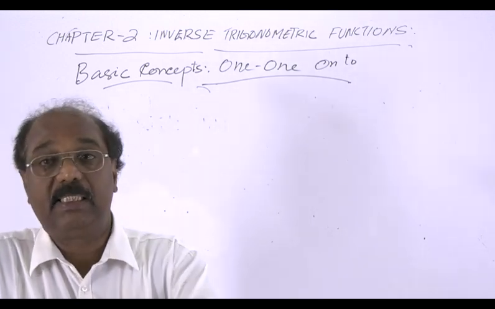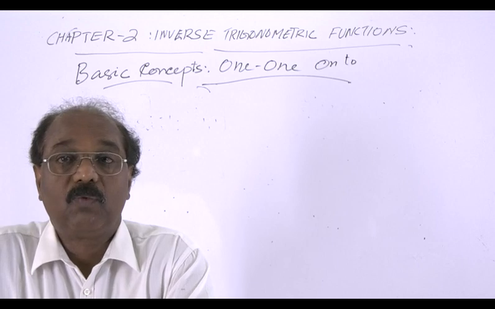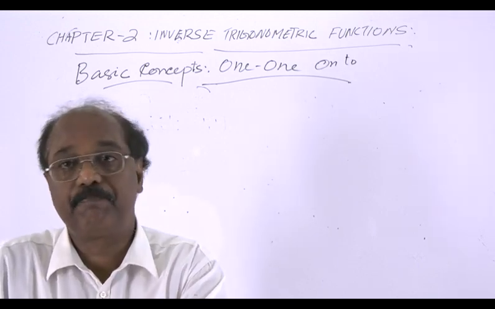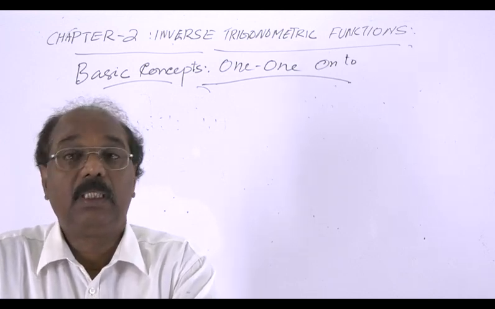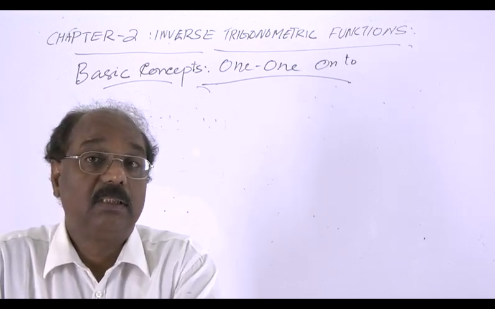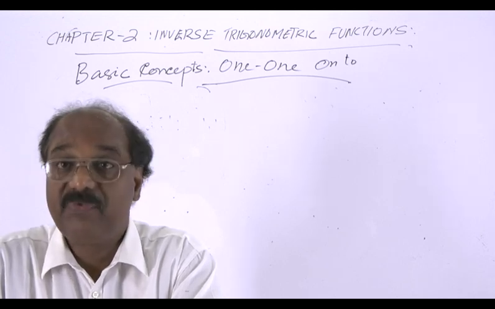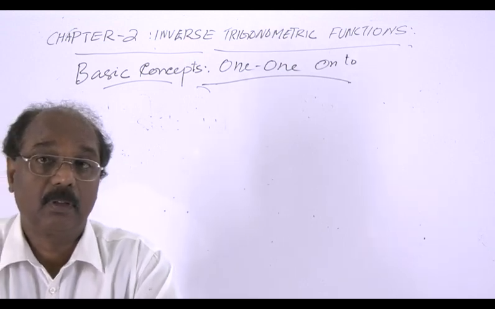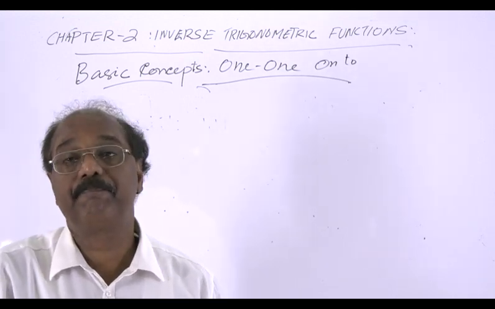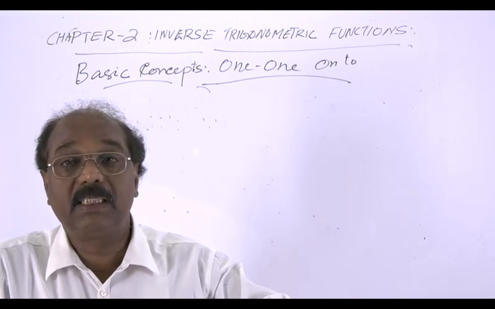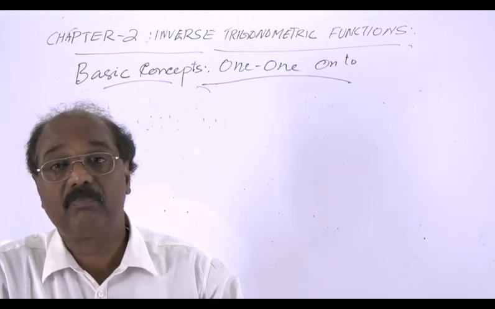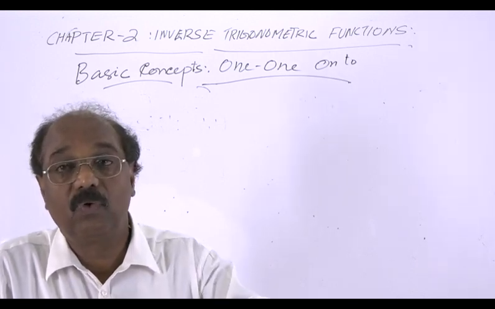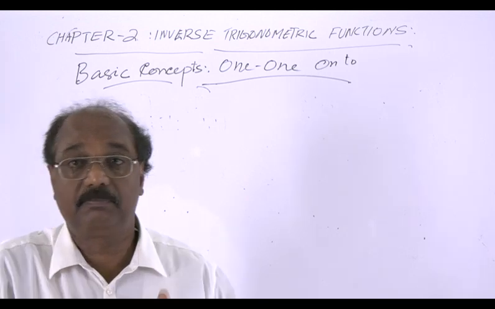Now we will discuss the one-one onto situation of the 6 basic trigonometry functions. In the last video we have seen these 6 trigonometry functions defined as onto functions. We want to make these functions one-one by suitably restricting the domains for the definition of the inverses.